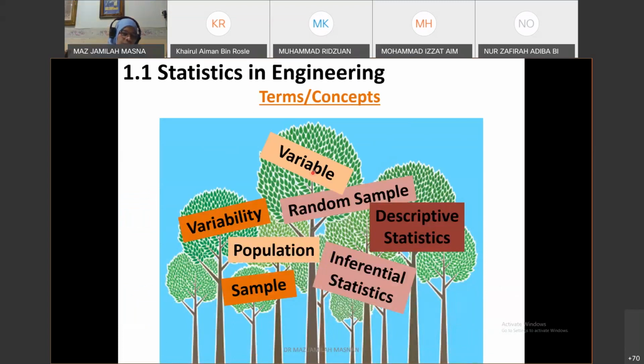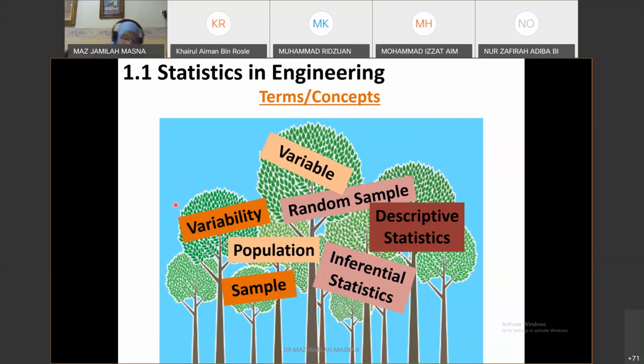Now, let's begin with the terms and concepts that you need to understand, other than statistical thinking, statistical reasoning, statistical literacy, and statistical knowledge. There are terms and concepts of statistics that are crucially important for you to remember all the time. Whenever we talk about statistics, these concepts should be understood well, so that you won't mistakenly talk about something other than the data that you have in hand.